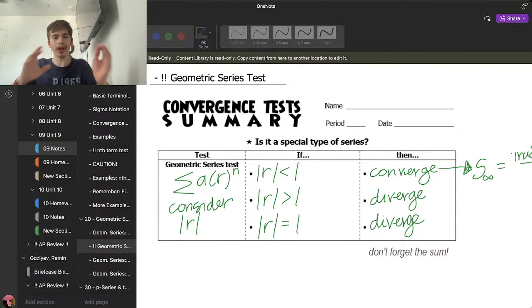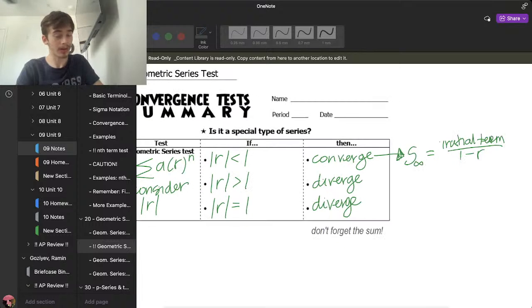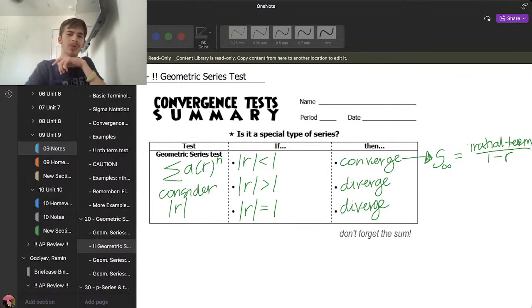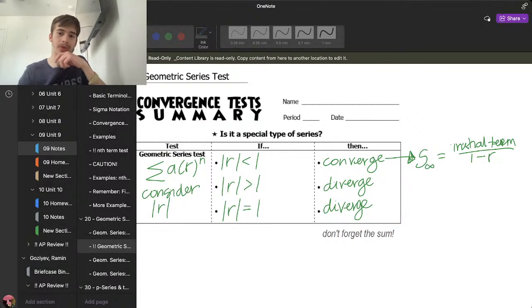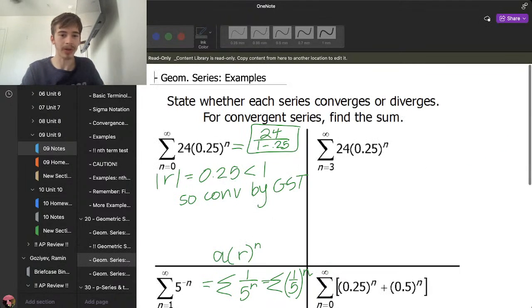Geometric series. It's usually in the format of a times r to the n. If the absolute value of r is less than 1, it converges. If it's 1 or greater than 1, it diverges. It's one of the few series where you can actually find what it converges to, by taking the initial term over 1 minus r. Your r is this. The initial term starts at 0, plug in 0, 24. 24 over 1 minus 0.25. It converges because the absolute value of r is less than 1, and this is what it converges to.